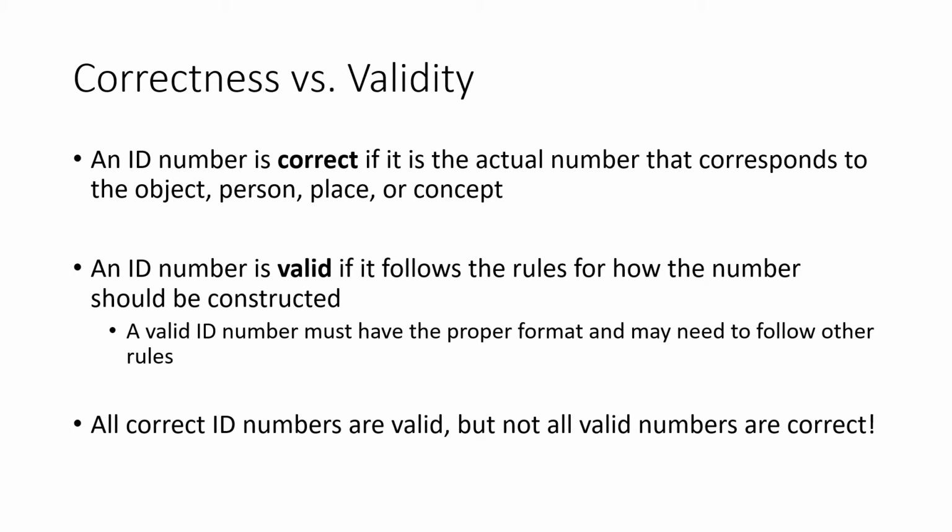So an ID number is correct if it is the real actual number that corresponds to the object, person, place, or concept that we're talking about. And an ID number is valid if it follows the rules for how the number should be constructed. And that includes the idea of format, but there also may be other rules. So all correct ID numbers are valid. You have to be a valid ID number to be the correct one that corresponds to the real thing. But not all valid numbers are correct.